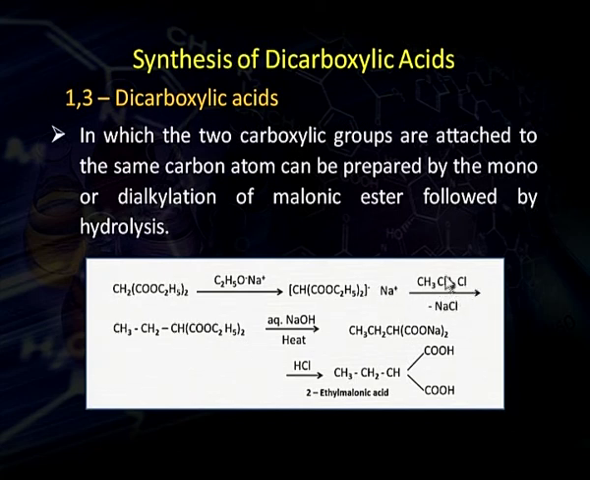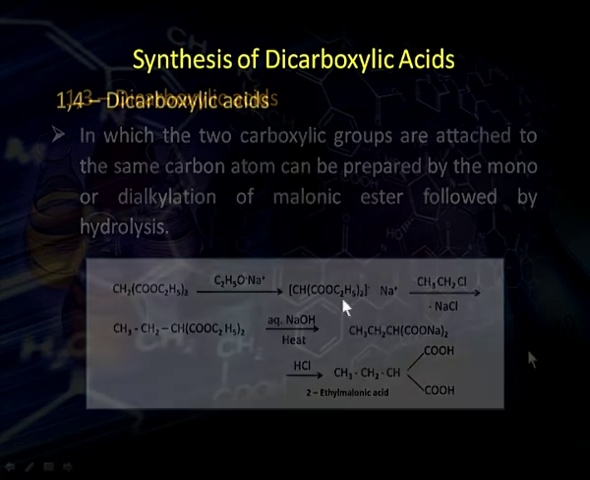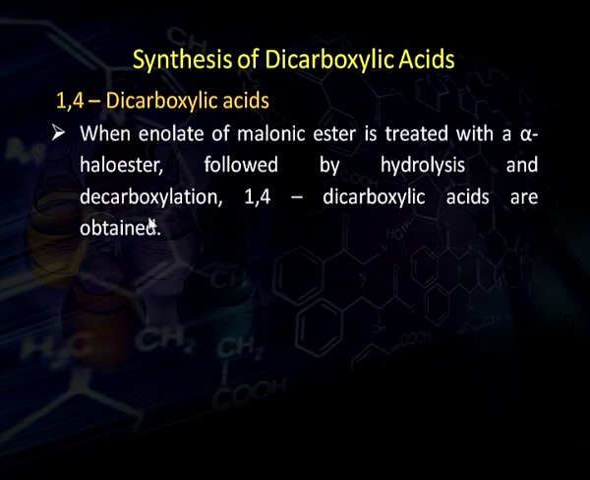NaCl is removed and this ethyl group is substituted, and this upon hydrolysis with sodium hydroxide forms sodium salt of dicarboxylic acid, and upon acidification produces dicarboxylic acid. By this method we have got 1,3-dicarboxylic acid. In this case there is no need to decarboxylate.